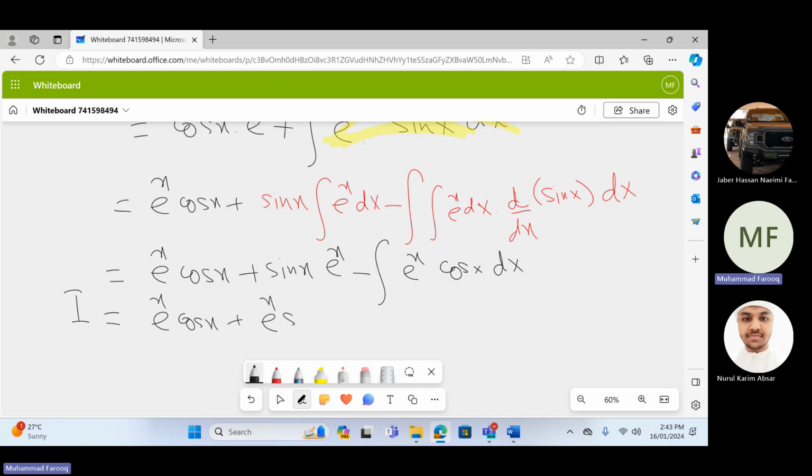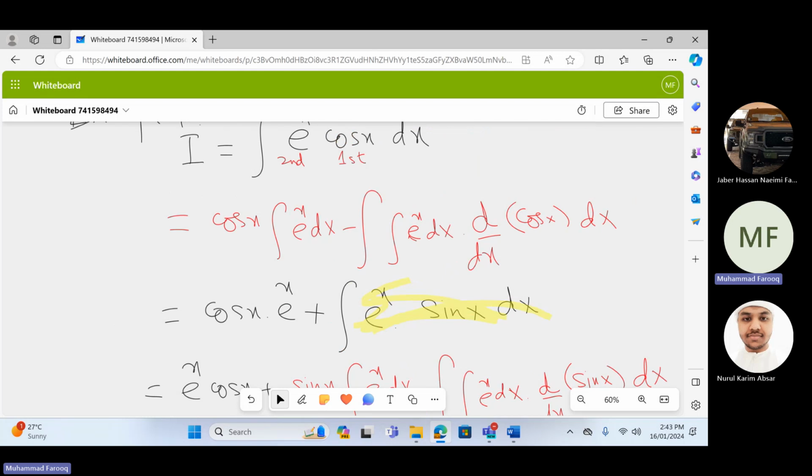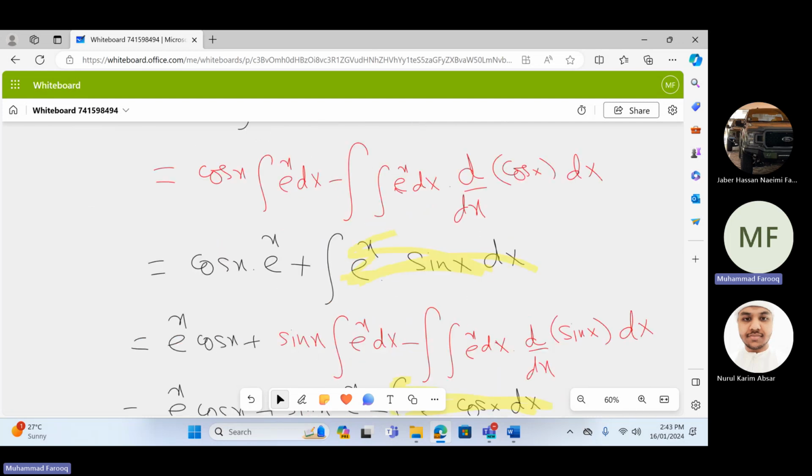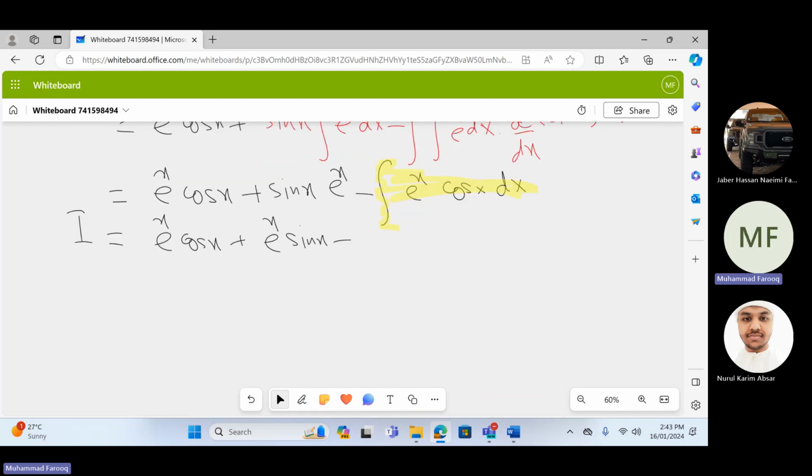Plus e^x sin x, and minus... look here. Do you know e^x cos x from the starting, what I told you? It is equal to what? So do not integrate again, because we are in a loop. Just put e^x cos x here in the value. How much? I. So look at this, this is basically equal to I. At the end, I will write I.